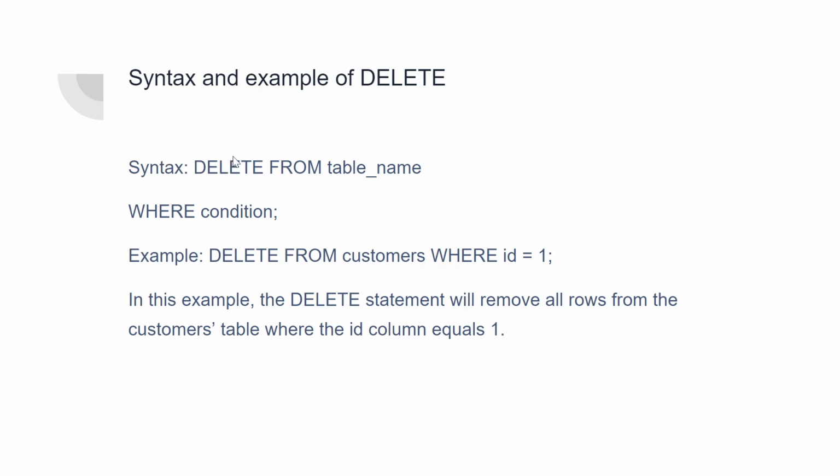The most important thing is the syntax. So what is the syntax? We write delete from table name, where condition, and a semicolon at the end. For example, delete from customer, where customer is the table name, where id is equal to 1. In this example, the delete statement will remove all the records from the customer table where id is equal to 1.